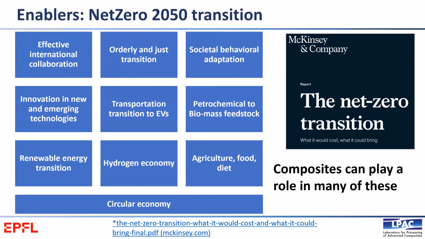So what are some enablers to this transition? They're not just technological. Okay, technology is not going to solve this by itself. We need international collaboration. That's easier said than done, as you can see in today's world. It needs to be orderly and just. It can't just be the rich countries doing this. They need to help the poorer countries.